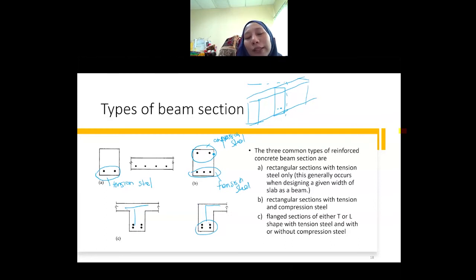Okay. What you will learn. So for the syllabus, we going to just cover this one. Okay. A simple tension steel without compression steel on top. So, kita tak belajar B and C. Kita belajar A sahaja. Okay.